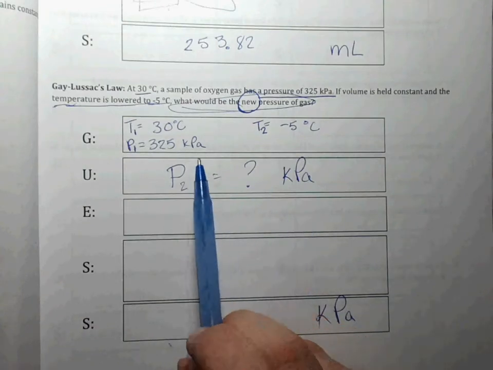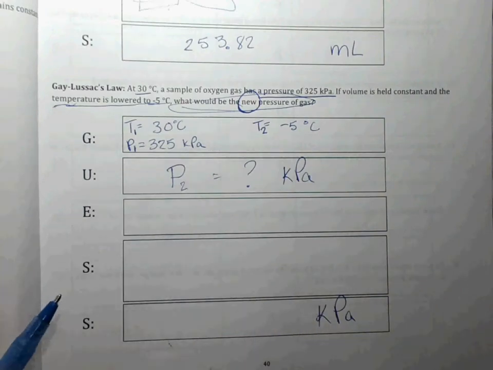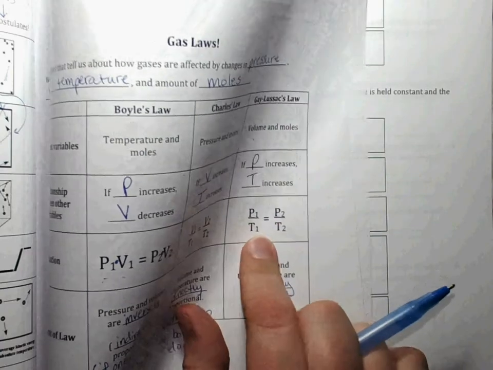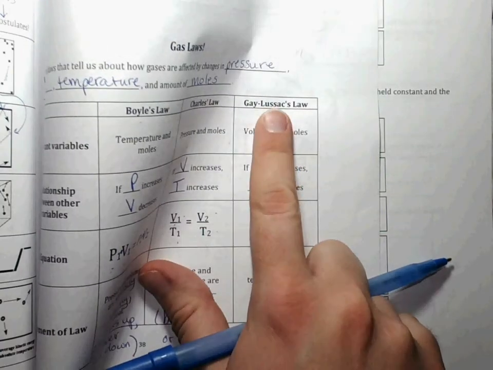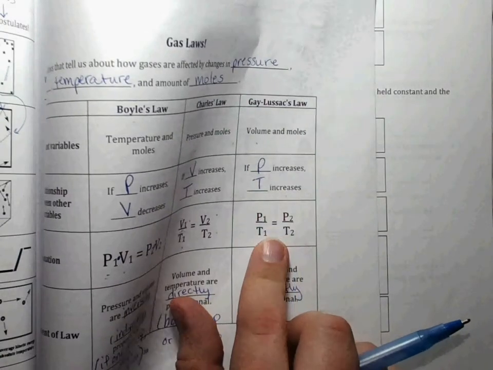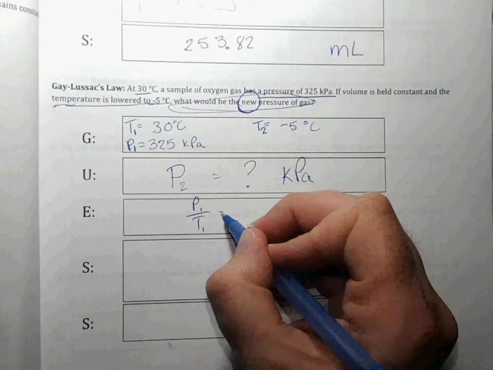And I can go ahead if I want and find the formula that I need here. I have P1 and P2 and T1 and T2, and go figure that it will all be matched by Gay-Lussac's law that has 2 P's and 2 T's. So that's going to be my formula.